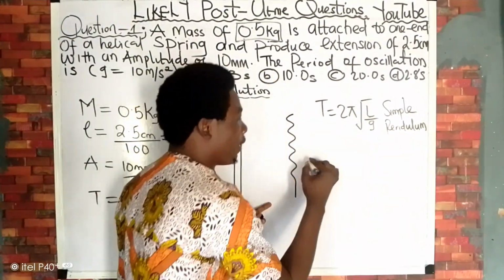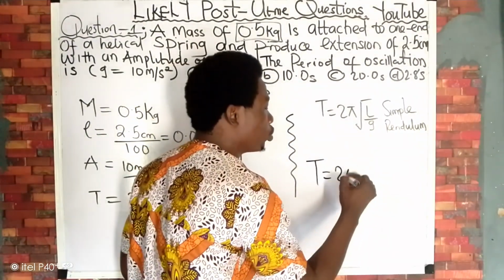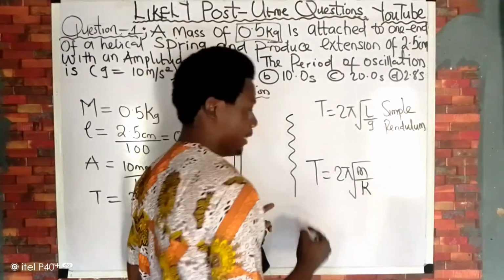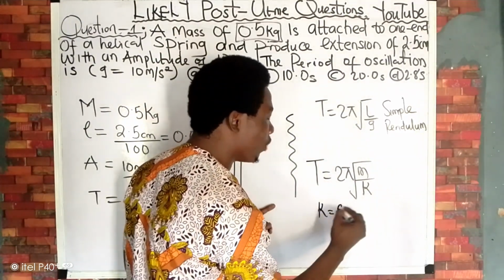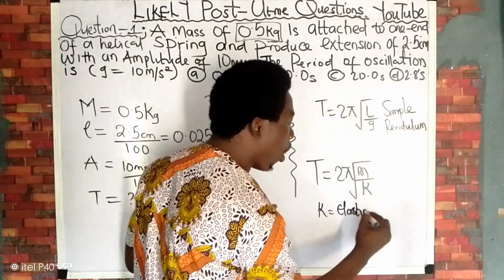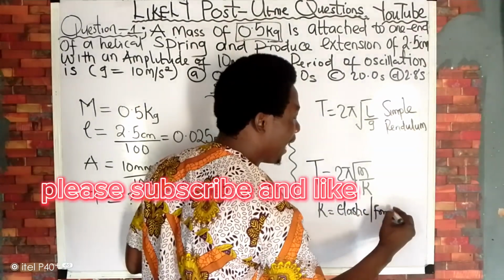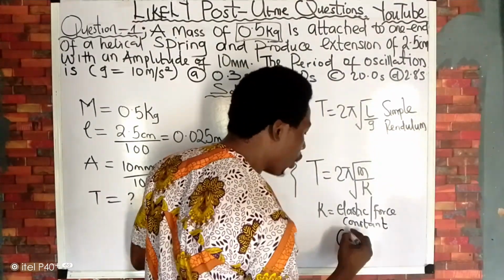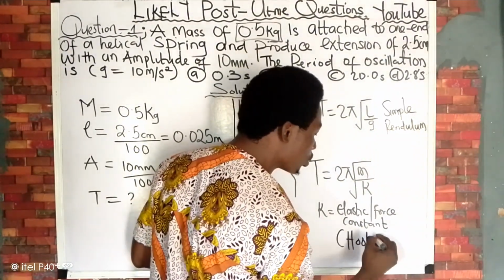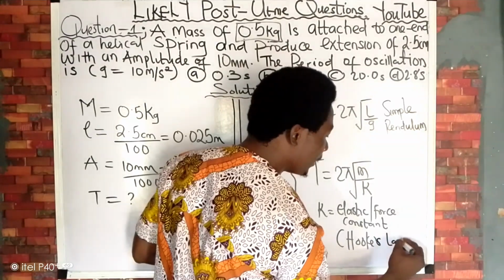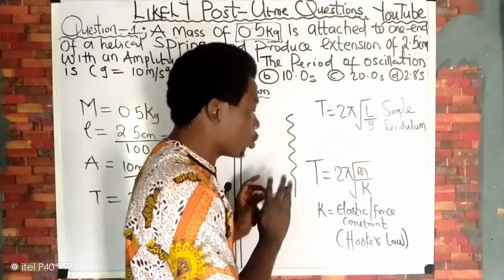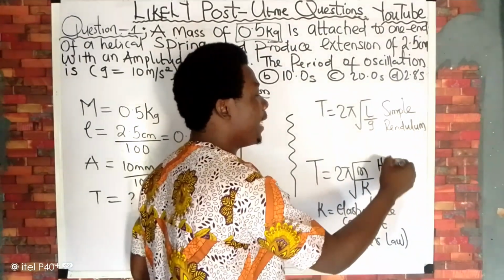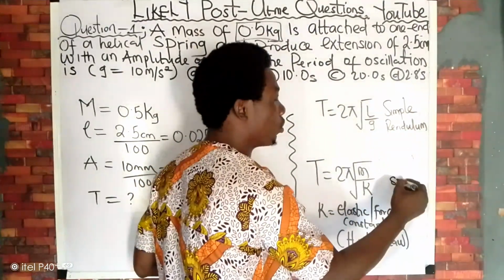The period of a helical spring is equal to 2 pi square root of m over k. Your k here signifies your elastic or force constant. So it can be gotten from your Hooke's law. So you must understand the period of a helical spring. This one is for a helical spring, okay?